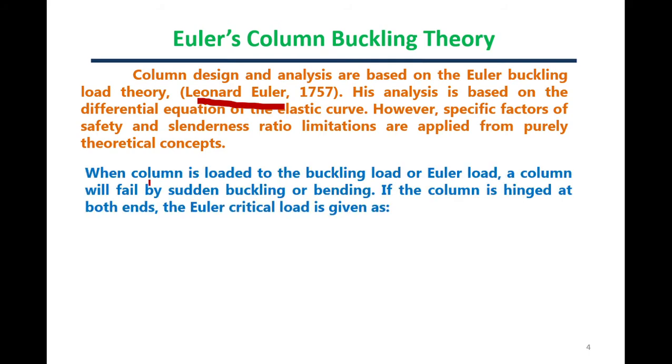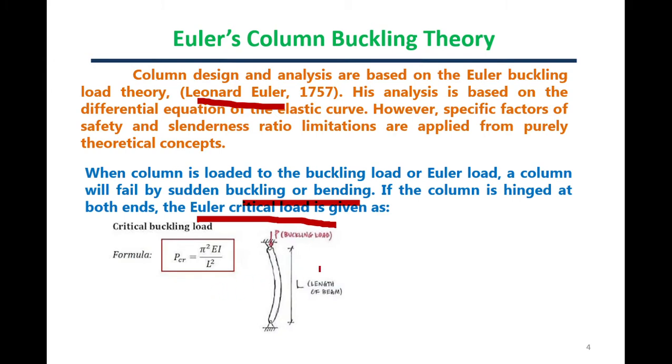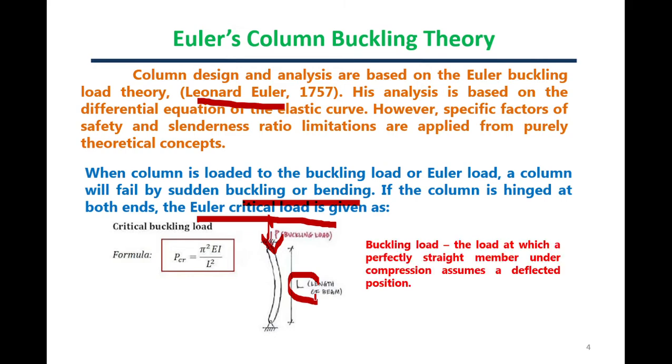So we have the column. When a column is loaded to the buckling load or Euler load, the column will fail by sudden buckling or bending. If the column is hinged at both ends, the Euler critical load is given. So we have here this formula. Ito yung buckling load. Ayan. So we have the length. For the buckling load, ang sabi niya, the load at which a perfectly straight member under compression assumes a deflected position. So we have P equals pi squared EI over L squared.